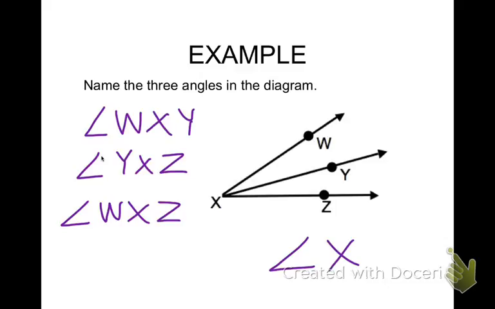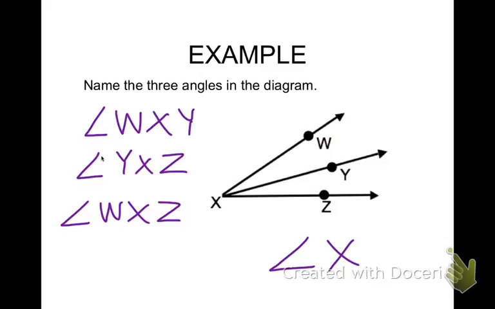Would you know what angle I'm talking about if I just said angle X? No, because didn't we just prove that there were three separate angles that have a vertex of X? We listed them. So if I just said angle X, I'm not being specific enough of which angle I'm talking about, because all three angles have a vertex of X. So that's why I want you to get in the habit of just listing all three of them.